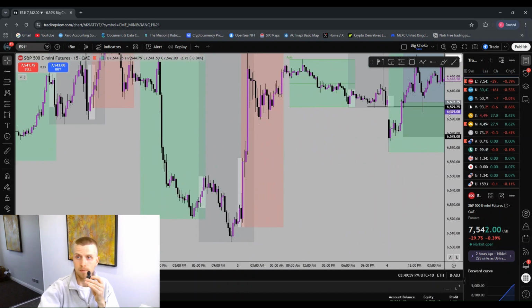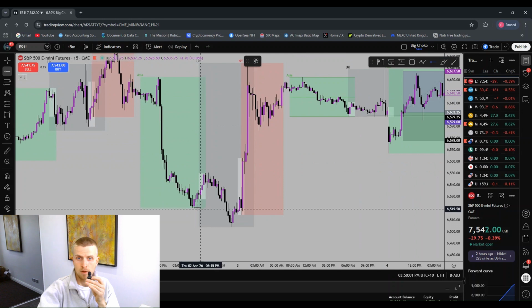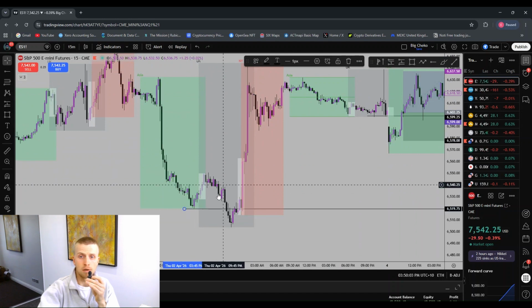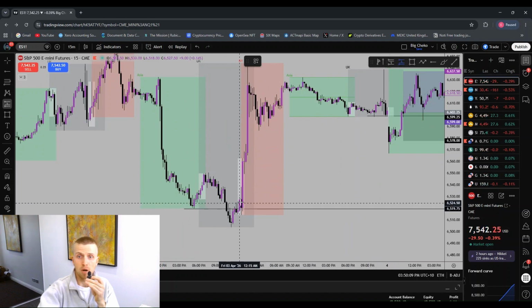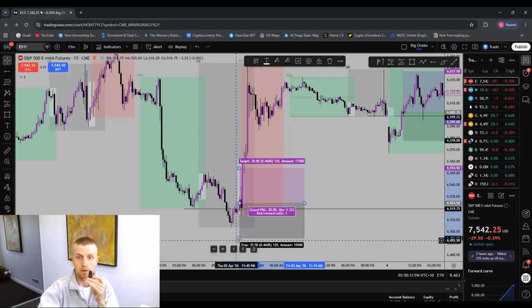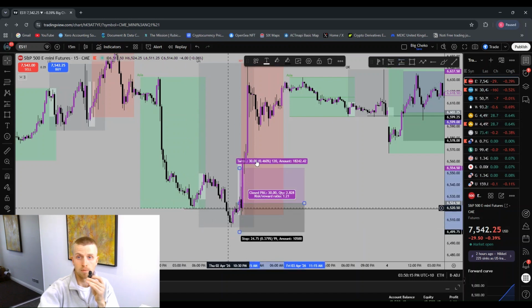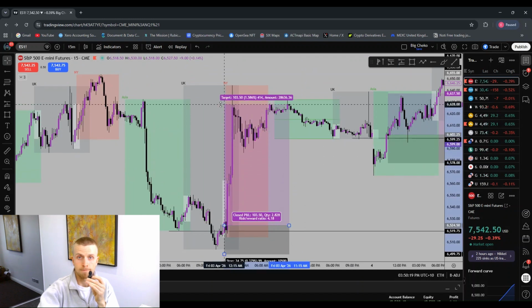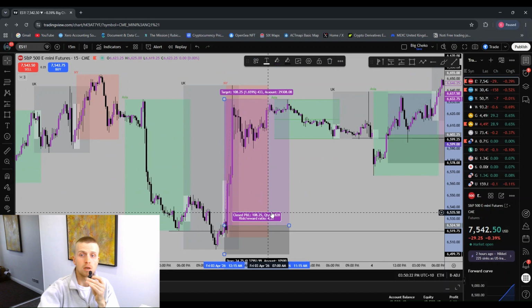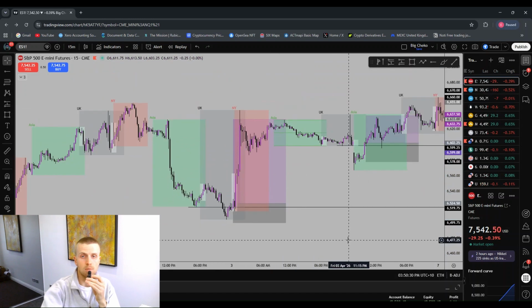Beautiful, right here. What happens? London sweeps Asia's session low. We wait for a candle closure back above the session low. Stop loss goes below this low. We take out draws on liquidity. That is a huge trade, nearly a 5R. So you get the point.